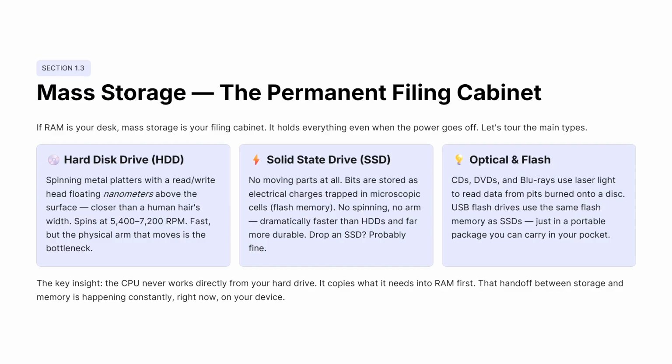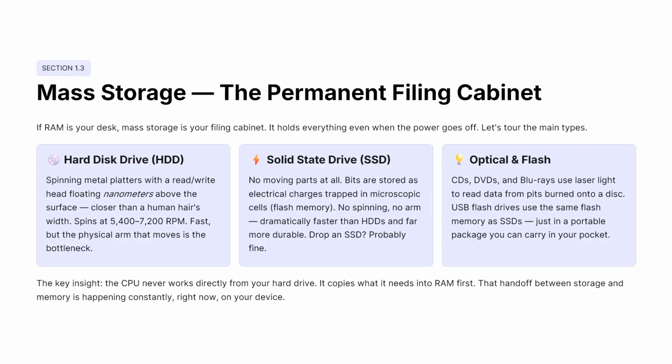Data is stored magnetically, and the disk spins at 5,400 to 7,200 revolutions per minute. That's fast, but there's a physical arm that has to physically move. That physical movement is the bottleneck. Solid-state drives, SSDs, have no moving parts at all. They store bits using a technology called flash memory, electrical charges trapped in microscopic cells. No spinning, no moving arm. This makes them dramatically faster than HDDs and also more durable.